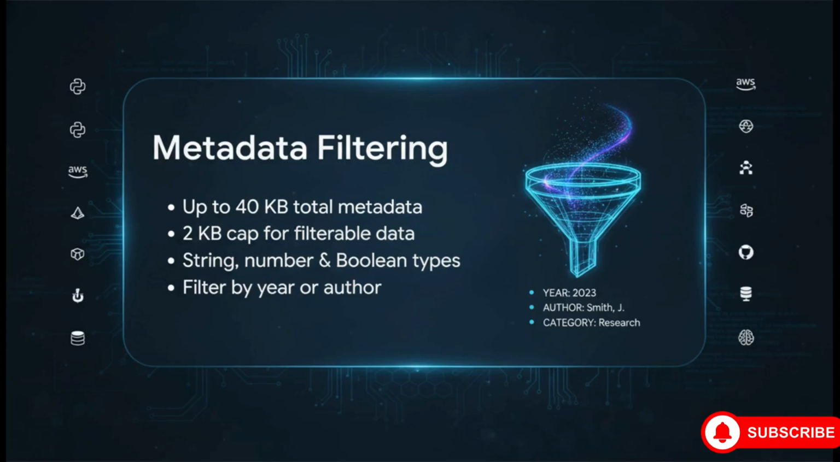Say you're building a RAG application. You can filter results by specific attributes like the year a document was published, the author, or a category. It makes your AI queries vastly more accurate. You can even use the non-filterable metadata to store the original reference text right alongside the vector itself.